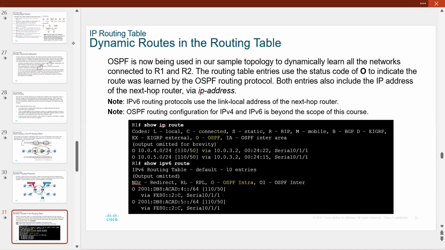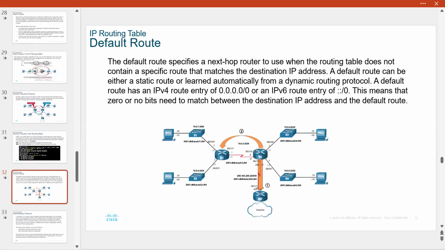We identify OSPF by O. Here we have RIP by R. We identify BGP by B. That's another routing protocol. We have D for EIGRP, etc., etc. That's how you identify them per routing table. As we go, you will learn about easier ways to identify them.